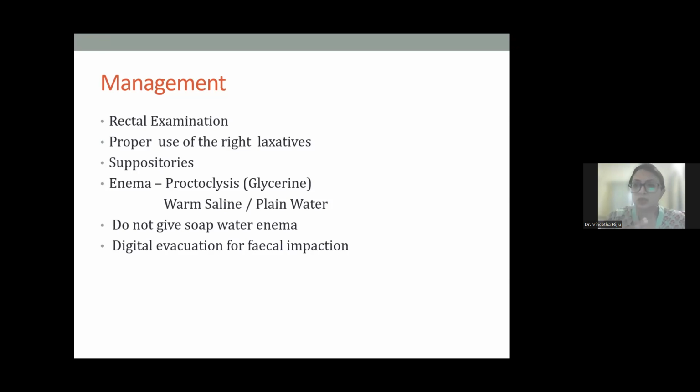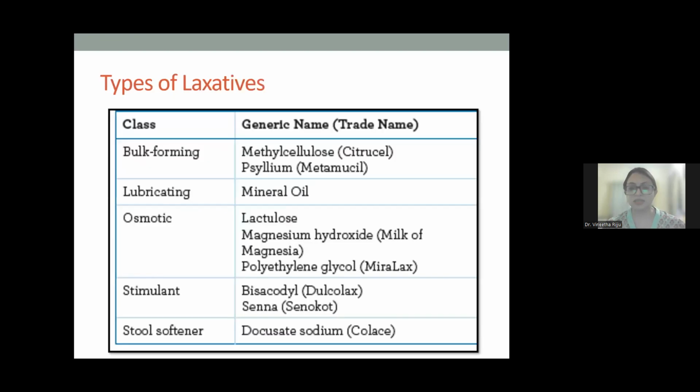And when suppositories are placed, tell the families that they have to be placed in such a way that they touch the rectal mucosa. Sometimes what happens is that if they do not put the suppositories properly and the rectum is loaded, the suppositories go into the fecal mass. So it is very important that suppositories are in touch with the mucosal surface so that they can stimulate the contractions. Now, enema: glycerin enema or saline enema or proctosol enema, any of these can be given. And generally we say not to give soap and water enema for hygiene reasons.